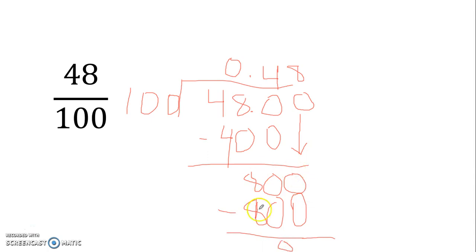Okay, so now we have 0 left. So 48 over 100 is the same thing as writing 0.48. Right? It's as simple as that. So those have come out pretty easy, pretty even. Both of them have been terminating decimals. Now, that's not always going to be the case.